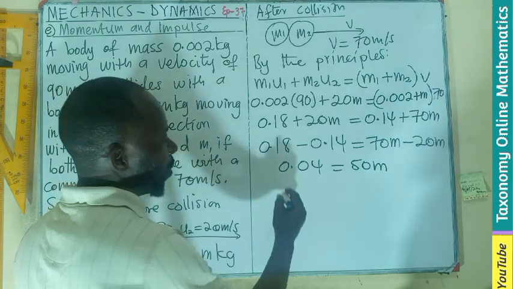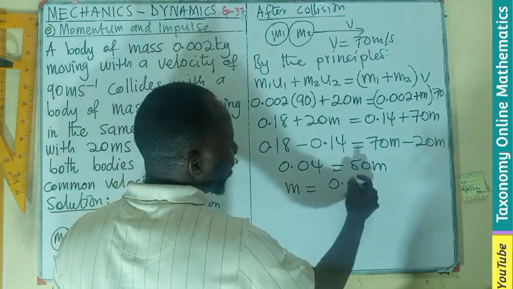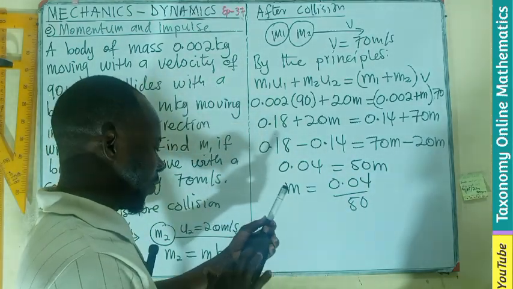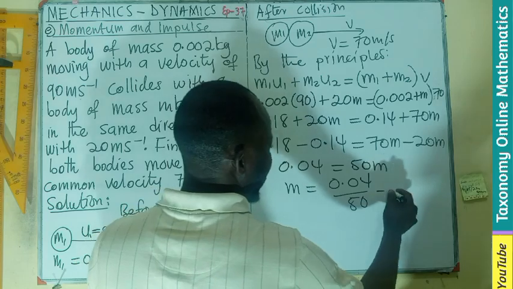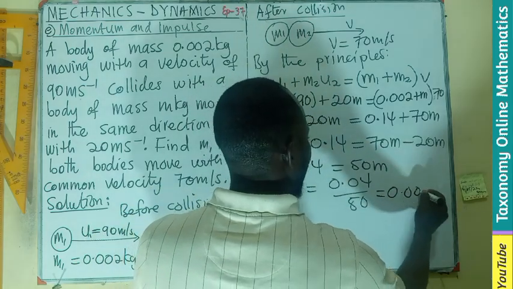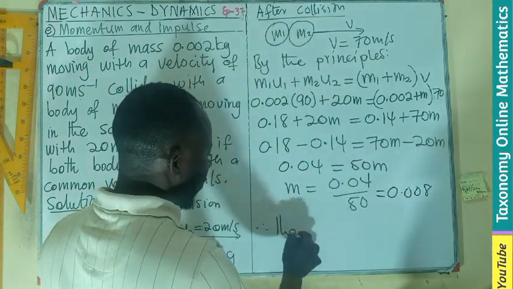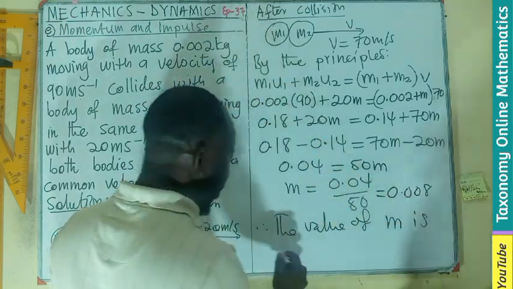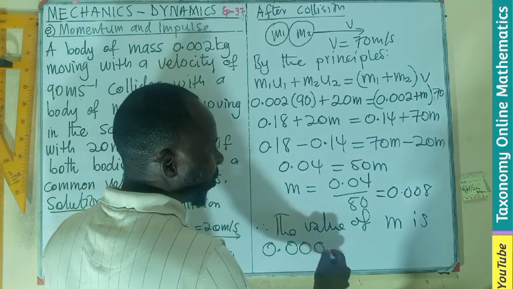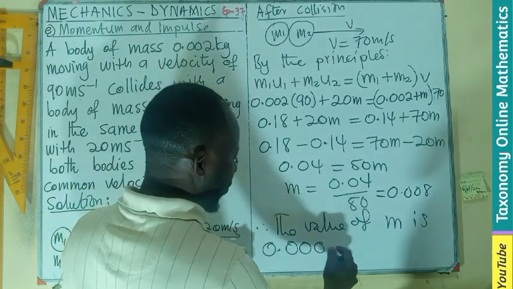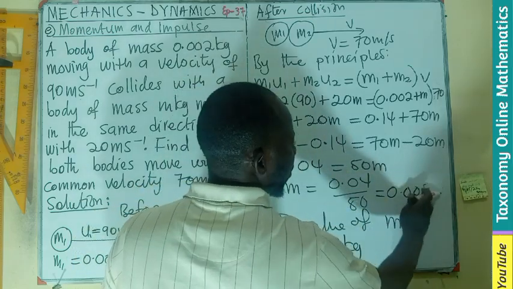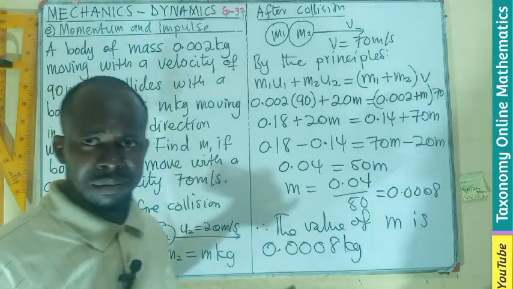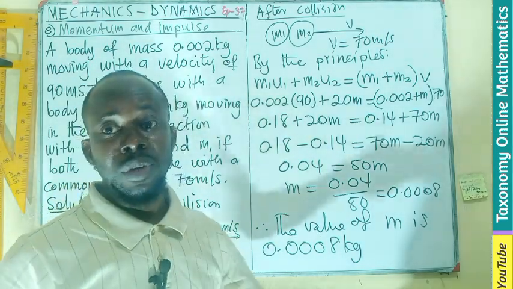By that subtraction, your m will now be equal to 0.04 divided by 50. And if you do that, you should be having 0.0008. Therefore, the value of m is 0.0008 kg. Alright. I guess this is also clear based on the principles of conservation of linear momentum.